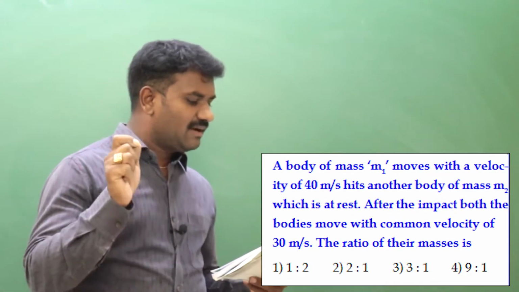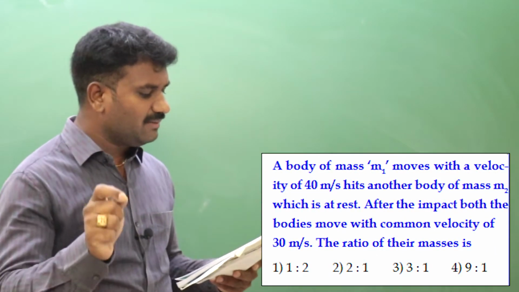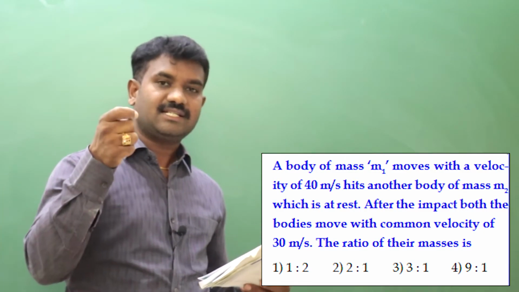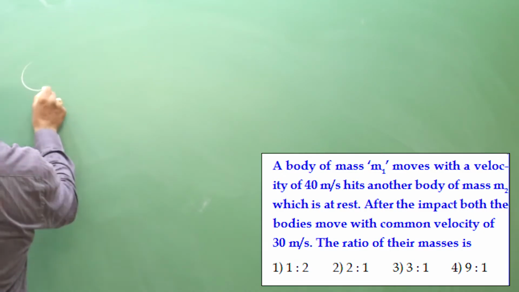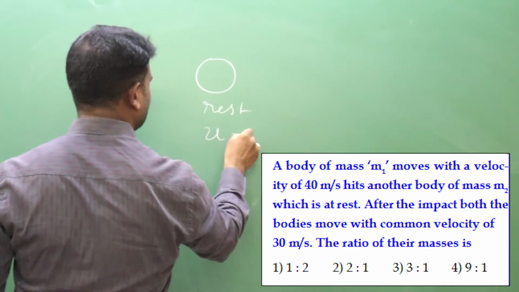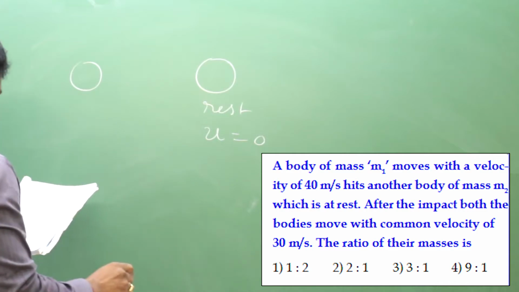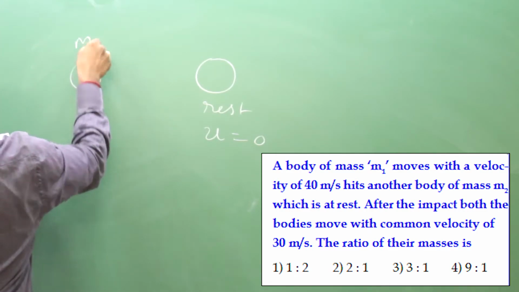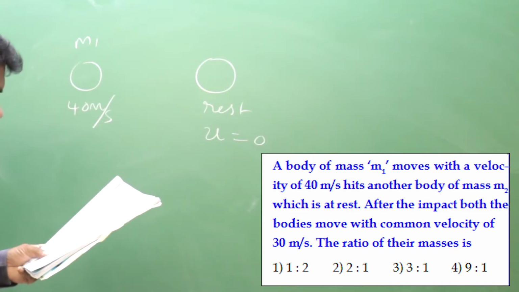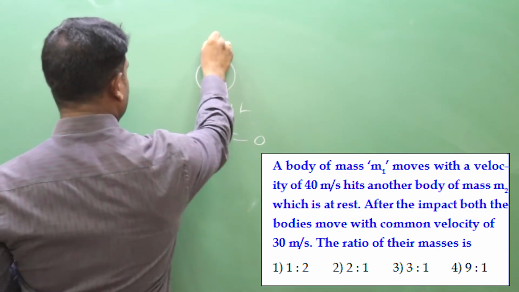A body of mass m1 moves with a velocity of 40 meter per second, hits another body of mass m2 which is at rest. So there are two bodies, number 1, number 2, it is at rest, so its velocity is 0. See, this is a body of mass m1, it is moving with a speed of 40 meter per second and its mass is m2.